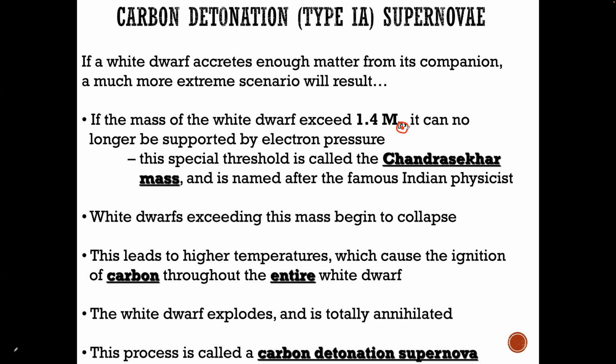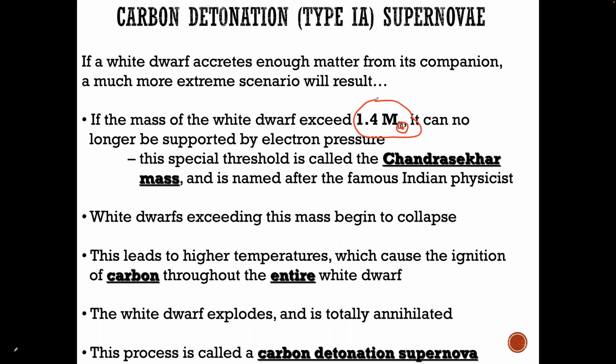And what will happen is, if you have a companion star that has accreted enough material, and the star goes beyond this limit of 1.4 solar mass, then this electron degenerate pressure cannot support this particular star, right? So the star will not become stable again, right? And there is a specific name for this threshold limit, 1.4 solar mass, that is called the Chandrasekhar limit, right?